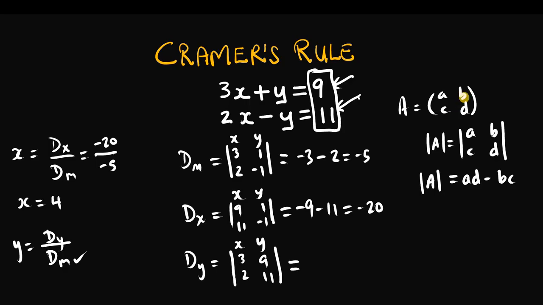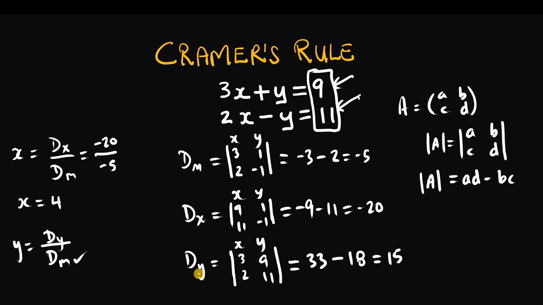And to find the determinant of a 2 by 2 matrix, we take the product of the elements in the main diagonal. So here we have the main diagonal. 3 times 11 is 33. And we subtract, according to the formula, the product of the elements in the other diagonal. So that's 9 times 2, which gives us 18. When we compute this, this gives us 15.